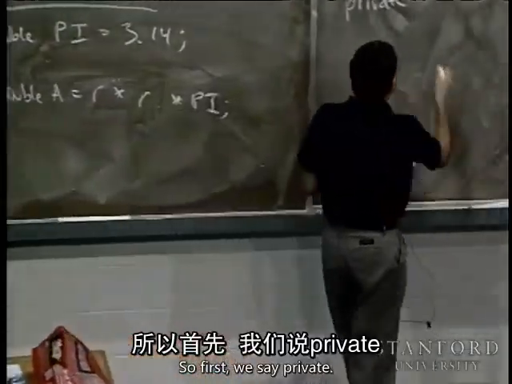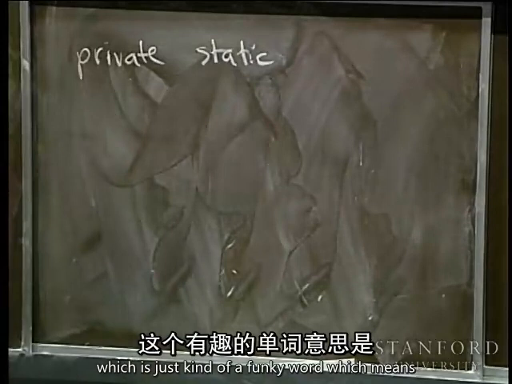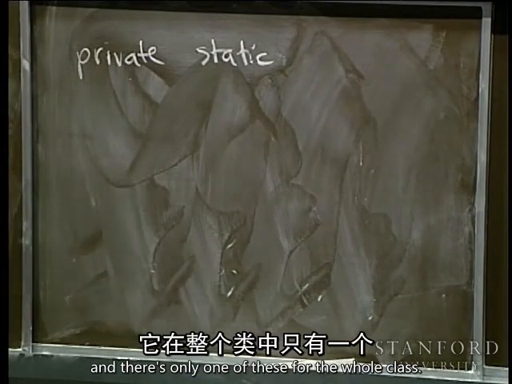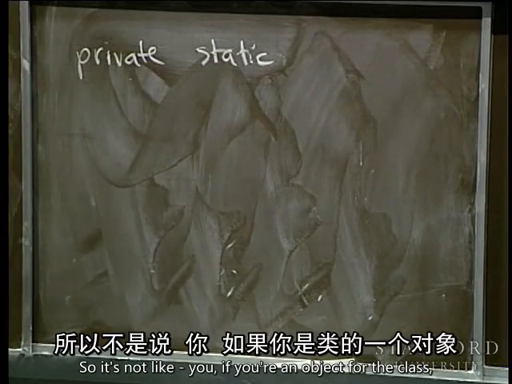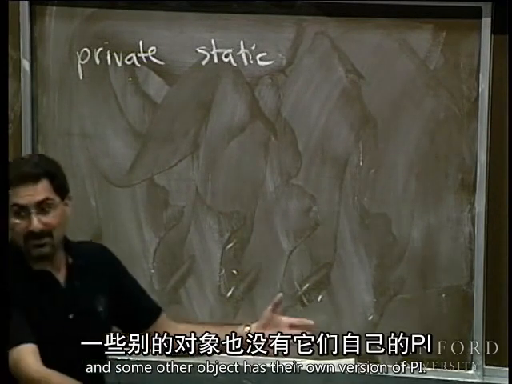So first we say private. Then we say static, which is just kind of a funky word, which means that this constant lives for the class, and there's only one of these for the whole class. So it's not like if you're an object of the class, you have your own version of pi, and some other object has their own version of pi.